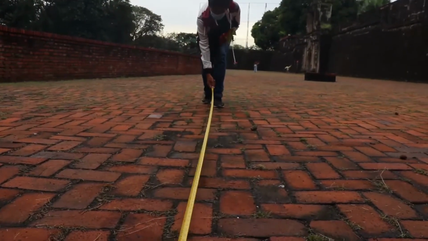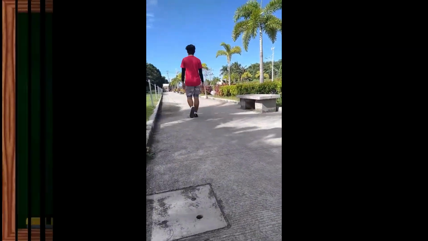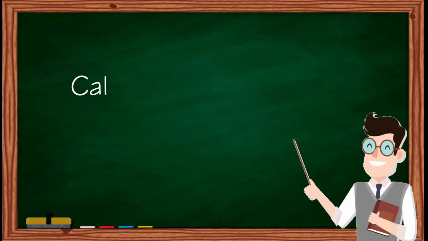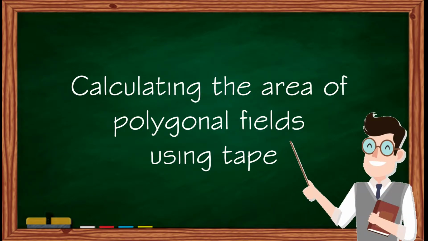Now that we're done with the first two fieldworks which tackled pacing and taping activities, we will now proceed to calculating the area of polygonal fields using tape for our fieldwork number 3.